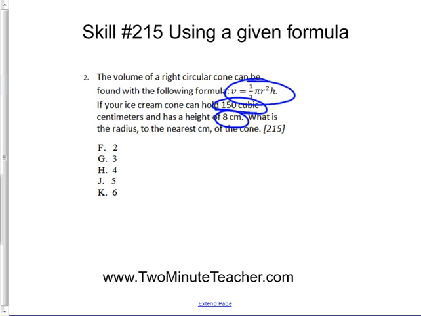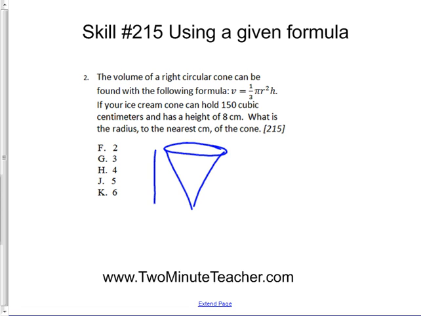Now, whenever I make a word problem, I strongly recommend you draw a little picture of the situation. So this is an ice cream cone, and label that picture with whatever you know. It has a height of 8, and it doesn't say what the radius is, so it does have a volume of 150 cubic centimeters. Volume is 150 cc's. Okay.